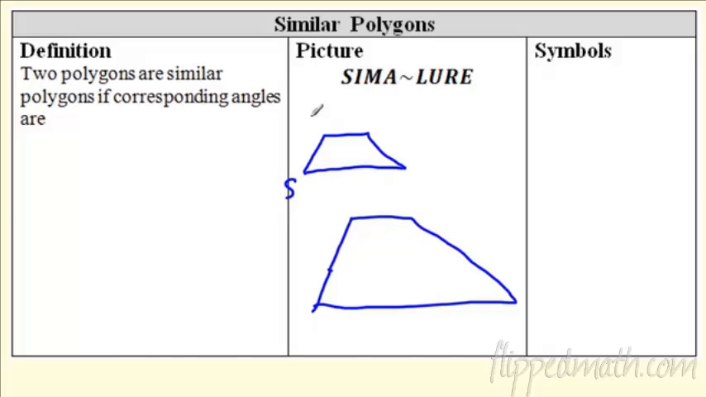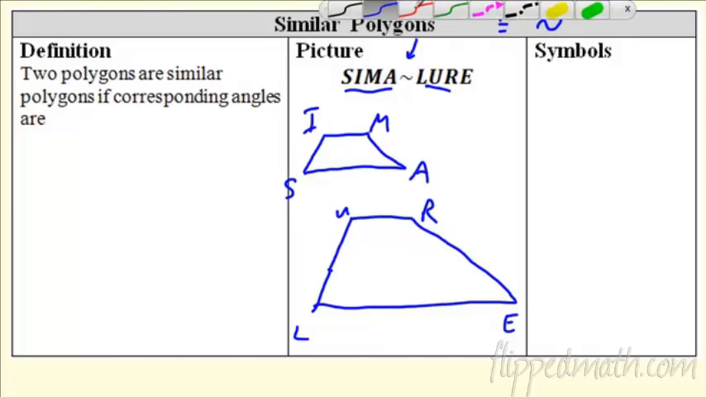Well, if this is SIMA, S-I-M-A, this is the symbol for similar. It's like the congruent symbol. Remember, congruent was with the equal sign. It's exactly the same, we just take the bottom off and say these are similar. So SIMA is similar to LURE. I get it, Mr. Brust, similar. Very nice. So these two are similar, same shape, different size.